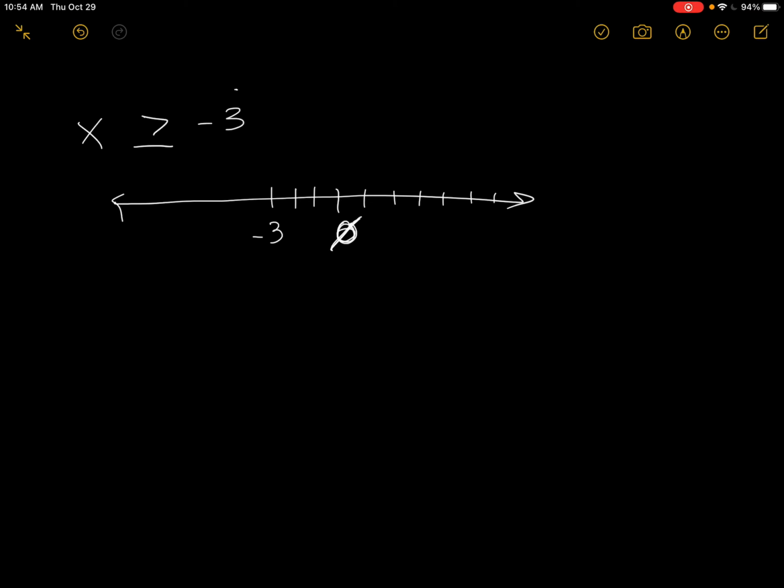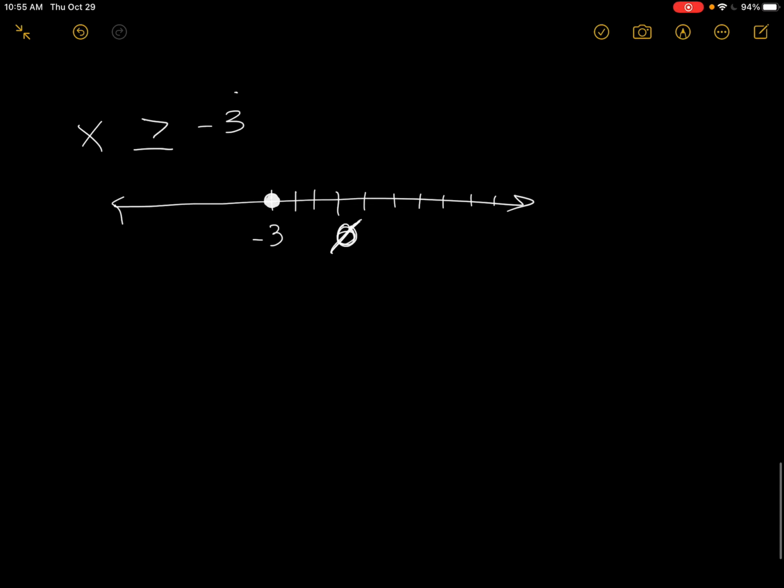Okay, so we've got greater than or equal to. So what does that mean? That means it can be equal to -3, so I'm going to have a closed circle. X can be greater than or equal to -3. Greater means anything to the right, so I'm going to shade to the right. I'll also shade my arrow, make it darker. Or again, if you want to do it like this, that is fine too.